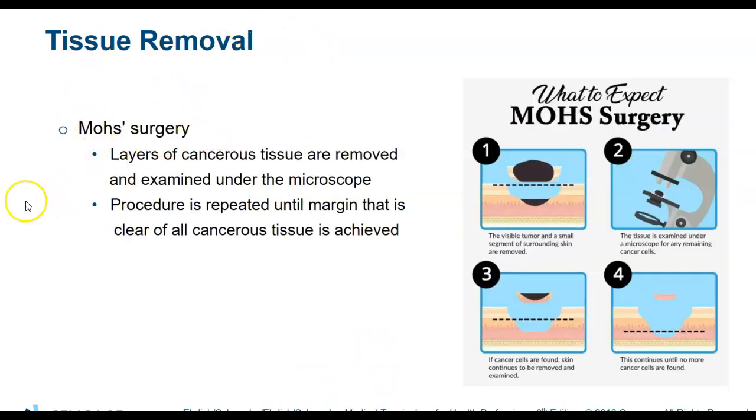Mohs surgery, you may hear this a lot. What they do is they remove the part that's affected, and then they look at it under the microscope. If it shows cancerous tissue, they go back to the site, they remove more tissue, and look at it under the microscope. They continue to do that until they no longer see any type of cancer cells. So they keep going as deep as they need to get rid of all the cancerous cells that they can see.